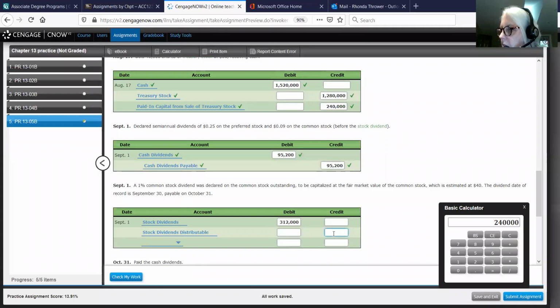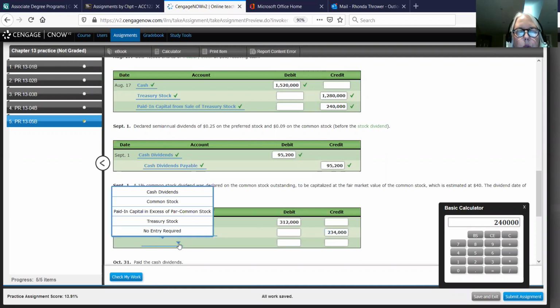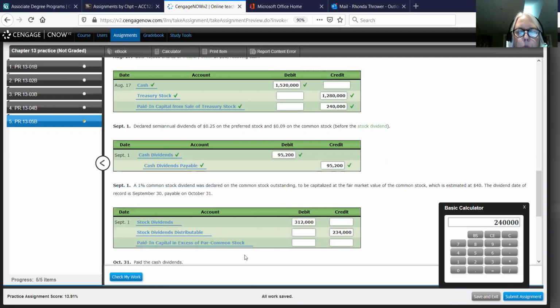I'm going to stop sharing my screen again. We're going to share with you the Cengage problem, and we're going to put the amount in as the credit at $234,000. Again, this is on your Excel spreadsheet. And so the difference is the paid-in capital that's in excess of the par value on the common stock. That would be the difference between the debit and the credit.